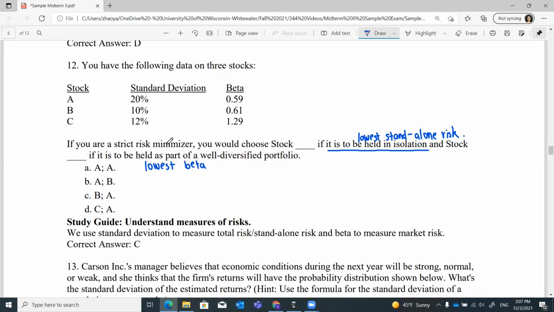So if we want to hold this stock in isolation, we will choose the one with the lowest standard deviation. So it should be B. And if we want to hold it in a well-diversified portfolio, we want to choose the one with the lowest beta, which is stock A. So the correct answer is C here.